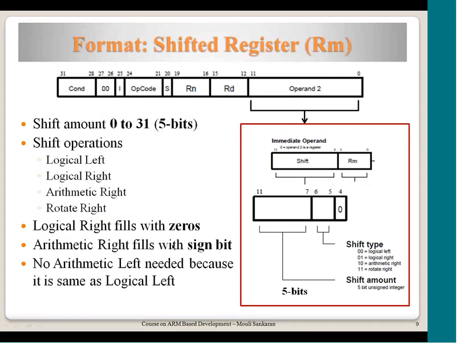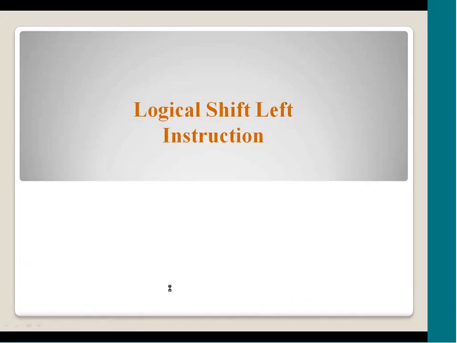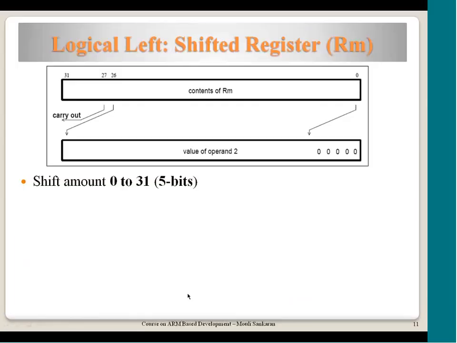If it is arithmetic right, as I mentioned, it will be filled with the sign bit. It will be extending the sign bit value. If it happens to be 0, it will fill it with 0. If sign bit happens to be 1, it will fill it with all ones. No arithmetic left is needed because it is same as logical left. I explained to you already. Now let us go one by one.